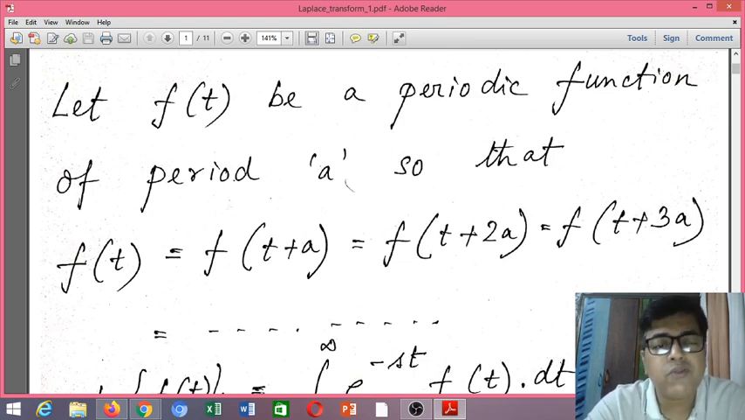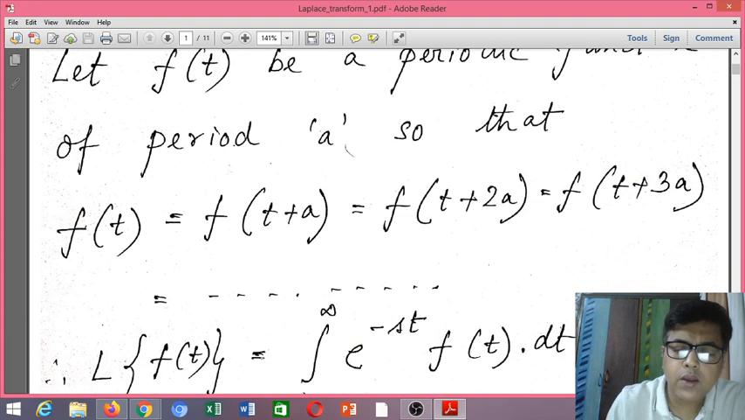Right, now my question is how to find the Laplace transform of those periodic functions, because Laplace transform is basically a transform of a function from time to the frequency domain. So it may happen that the function of time which you are trying to take the transform of is a periodic function, right?